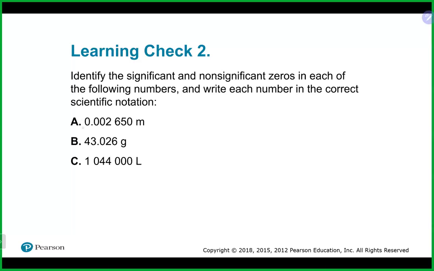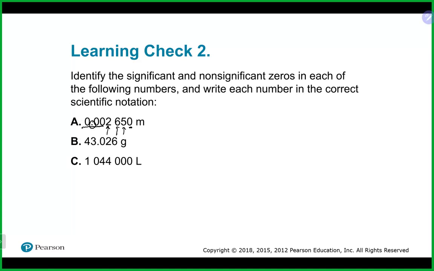All right, so starting left to right. Where should I start counting? Right there at the two. So that is significant. That is significant. That is significant. Is the zero at the end significant? It is because there is a decimal point. It does not need to be next to the zero, it just needs to be written anywhere in the number. So we do have four significant figures.